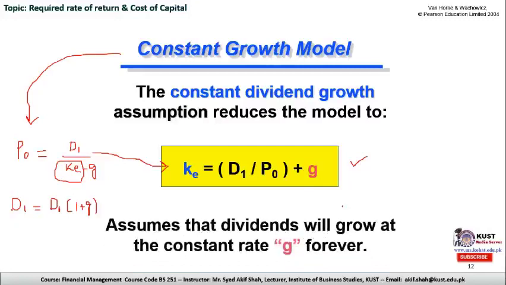It assumes that the dividend will grow at the constant rate of G forever, because this is referring towards a constant growth model. So we are assuming that, let's suppose, at the rate of 5%, the dividend of this company will grow forever up to infinity. Under such condition and assumption, we can use this formula highlighted in yellow before you, that is KE is equal to D1 divided by P naught plus G. Here D1 is the next year dividend, P naught is the current market price of the stock, and G is the growth factor.